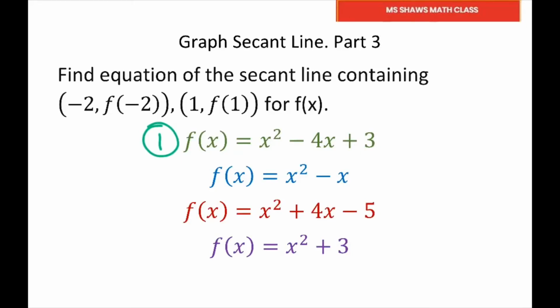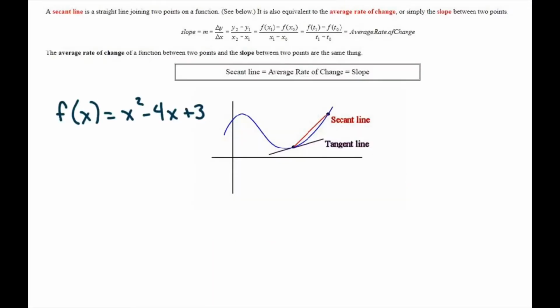Hey everyone, we're going to graph f of x, this one right here, number 1. I've already done these 3 as well on different videos if you want to get an idea about these. We're also going to graph the secant line, and from -2 to 1, we're going to have to find our y value as well. So basically, the secant line is the average rate of change, which equals your slope.